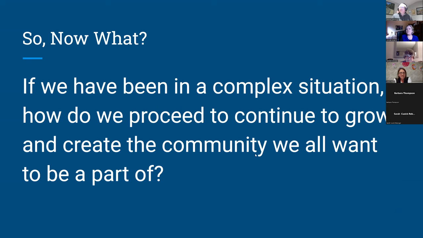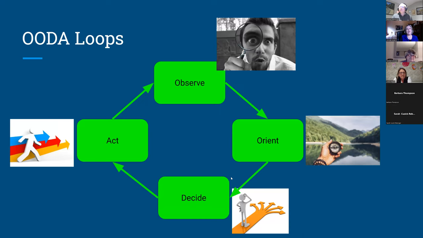So now what? I think we're going to come to that we're in a complex situation, and how do we proceed? How do we move on? How do we create the community we all want to be a part of? Next slide. And then talk about the OODA loops, and that this is a problem-solving strategy, and what it is: the observe, the orient, decide, and act. I hate to say this, but OODA loops, to me, I thought it was a person's name, and it wasn't until I was putting this together, I went, oh, that's an acronym. I'm kind of slow on some things.